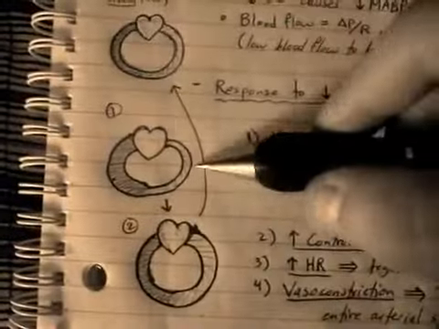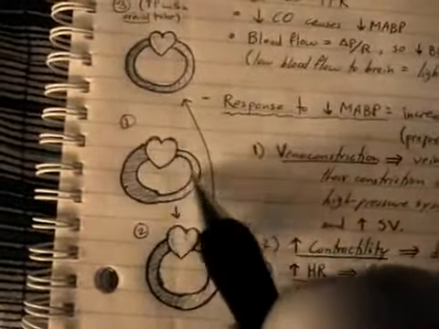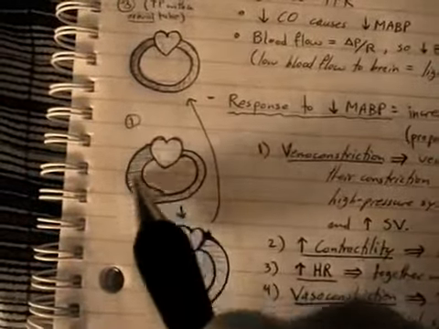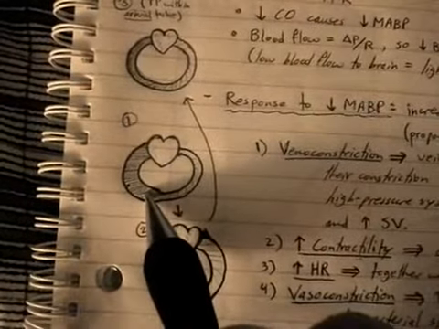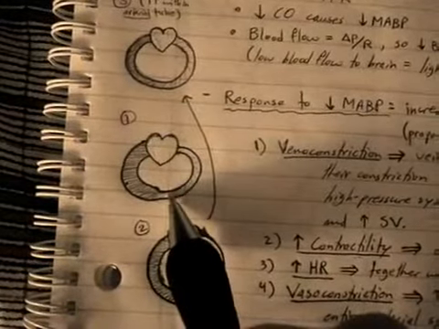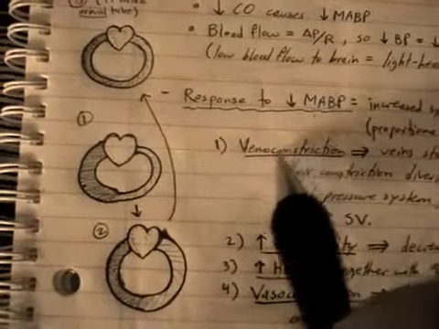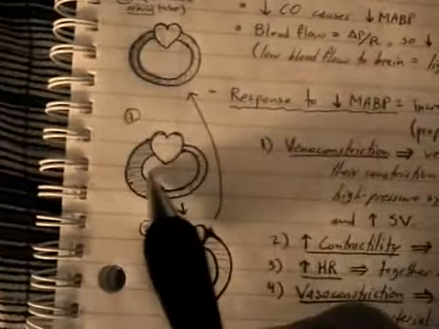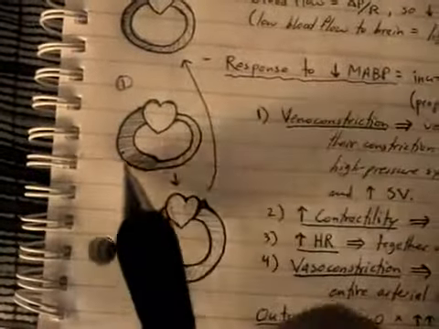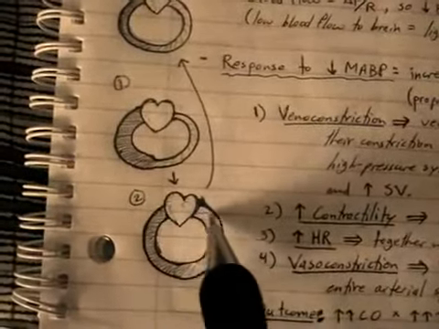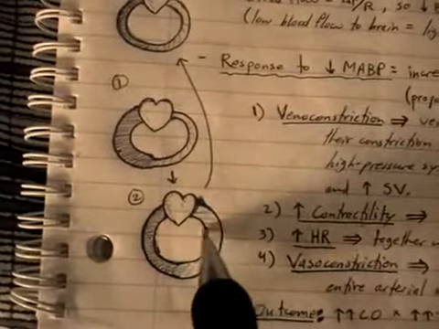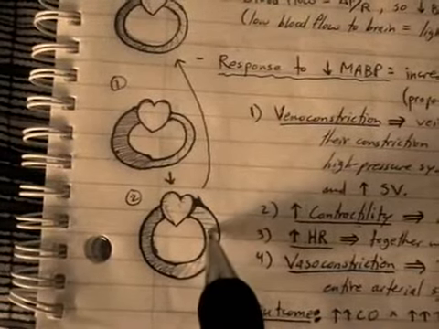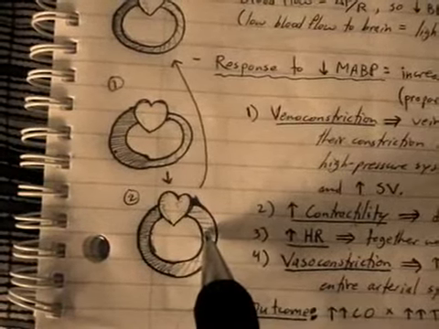So as you can see in this diagram, we have the heart, venous system, and arterial system. Initially, there is more blood within the venous system than the arterial system. When blood pressure drops, we have venoconstriction. So the veins constrict, as you can see here, becomes narrower, and that diverts blood from the venous system to the arterial system, so the arterial system expands as it receives more blood.